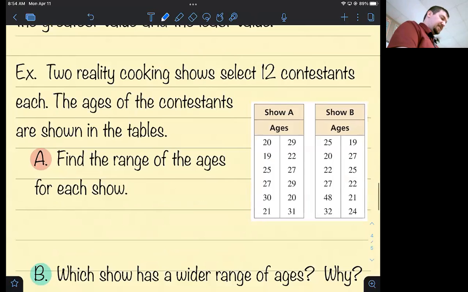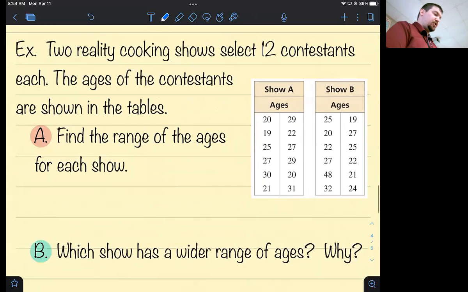Let's look at our next example. 2 reality cooking shows select 12 contestants each. The ages of their contestants are shown in the tables. Find the range of the ages for each show. Why don't we start with show A? I'm not calculating mean, median, and mode right now. I'm just doing range.